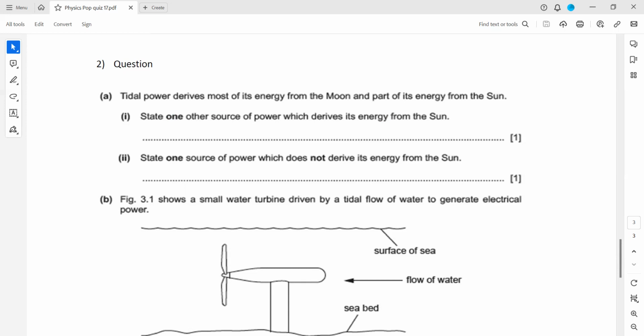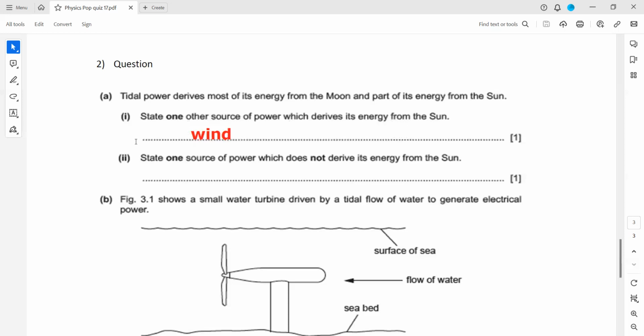So we can mention many possible answers. You can mention wind energy, wave energy, or hydroelectric, or fossil fuels also, because these fossil fuels trap the energy of the sun. So many possible answers are there. Wind energy, that is a simple one.